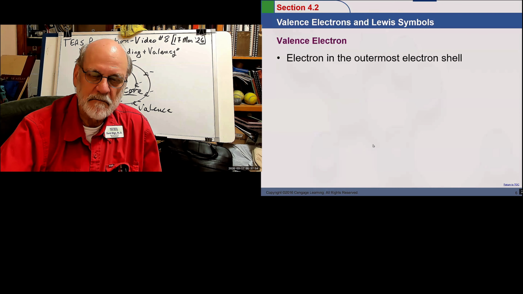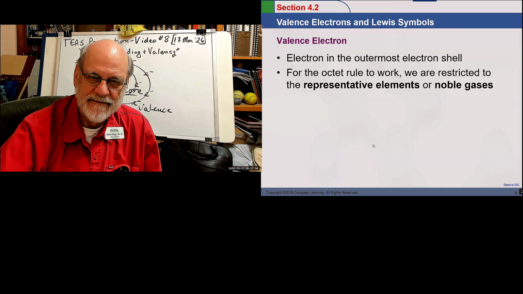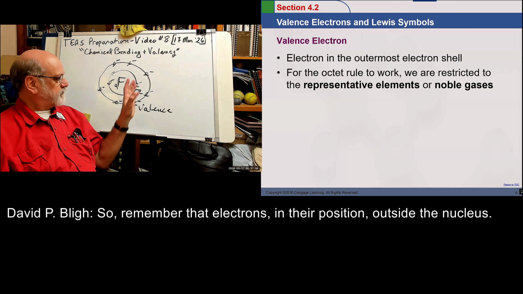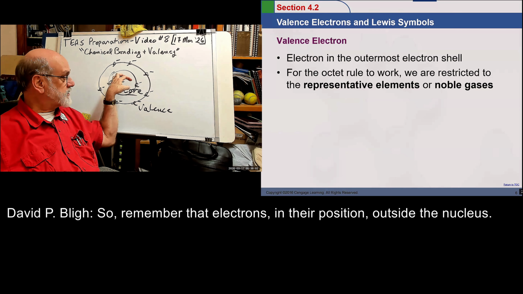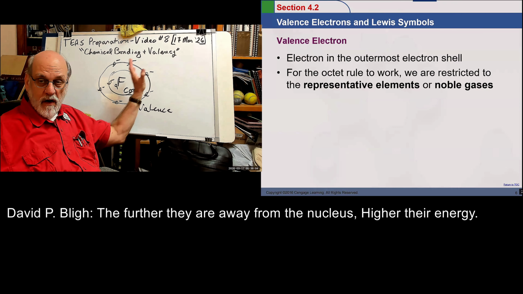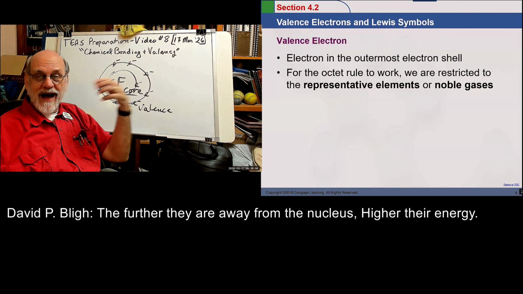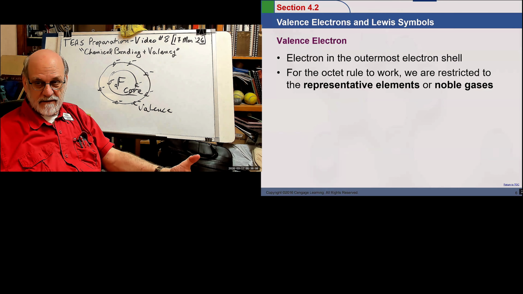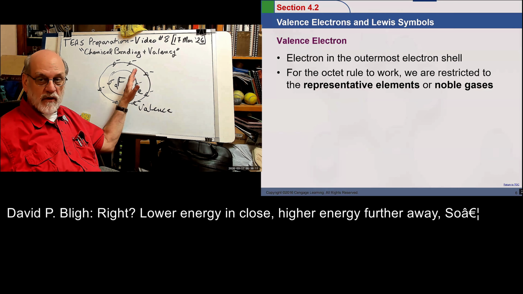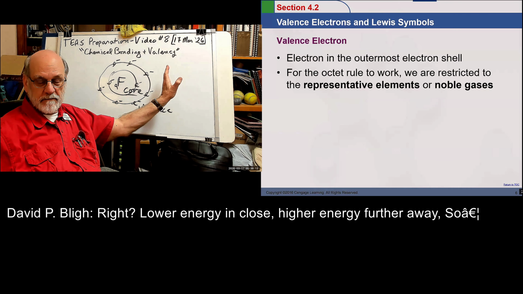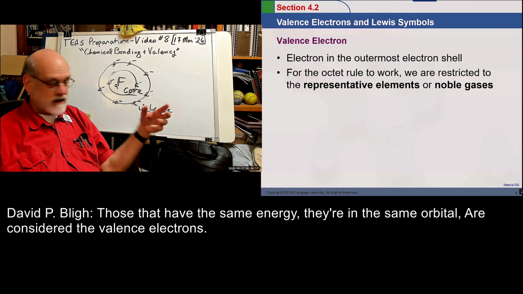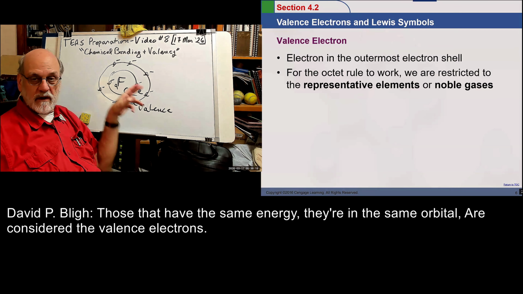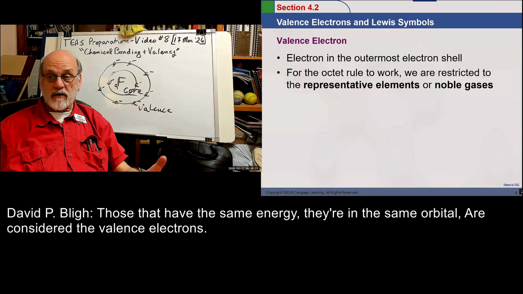All right. So remember that electrons in their position outside the nucleus, the further they are away from the nucleus, the higher their energy, right? Lower energy in close, higher energy further away. So those that have the same energy, they're in the same orbital, are considered the valence electrons.